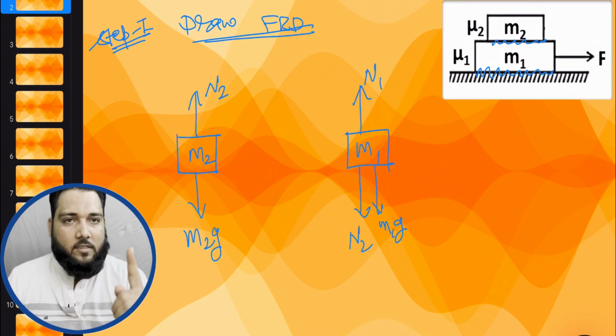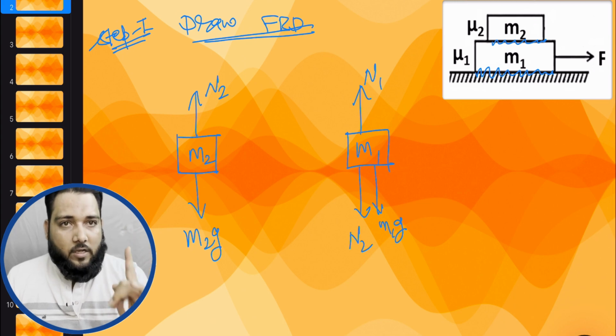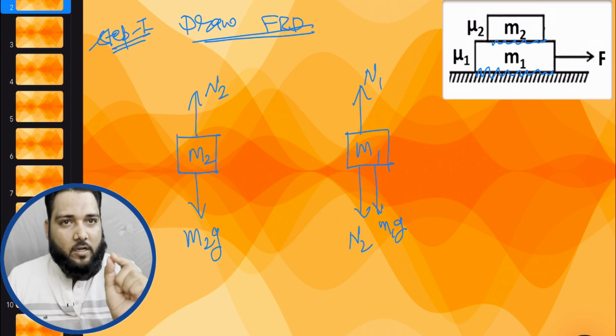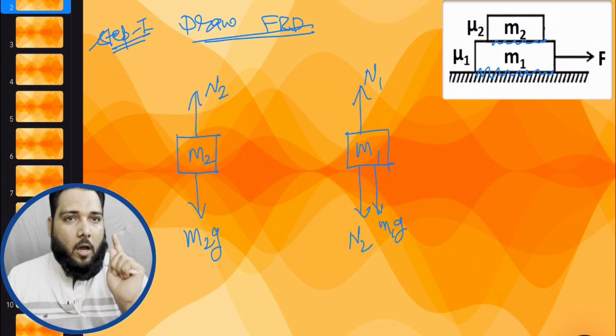Now the very, very important step, that is the direction of friction. The direction of friction will always be opposite to the relative motion, guys. Very important, mark it in golden letters: the direction of friction is always opposite to the relative motion. Are you getting my point?